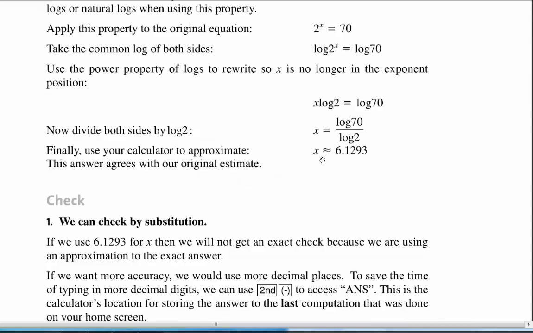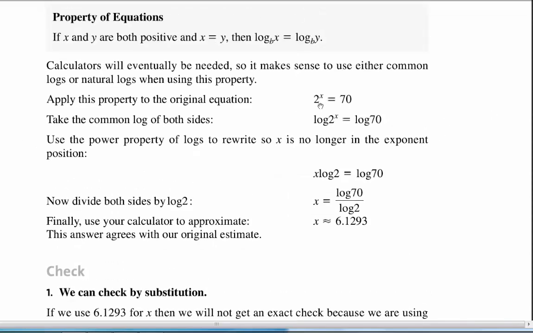So a way to handle this problem, we take our original equation, this 2 to the x equals 70, and we can take the log of both sides. So the log of 2 to the x equals the log of 70. And then we can use properties of logs to rewrite the left side of this equation, right? I can take the exponent and bring it in front of the log. So I have x times log base 10 of 2 equals log base 10 of 70. And then if I divide both sides by log base 10 of 2, I'm isolating x. And you end up with x equals 6.1293.